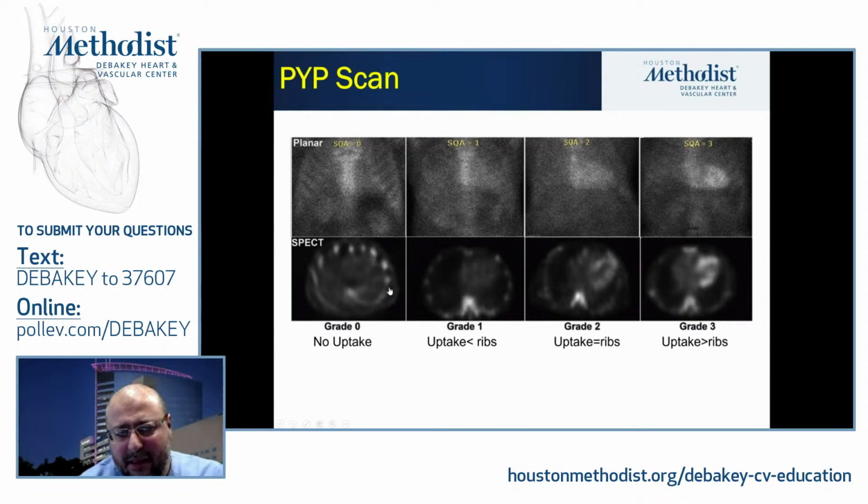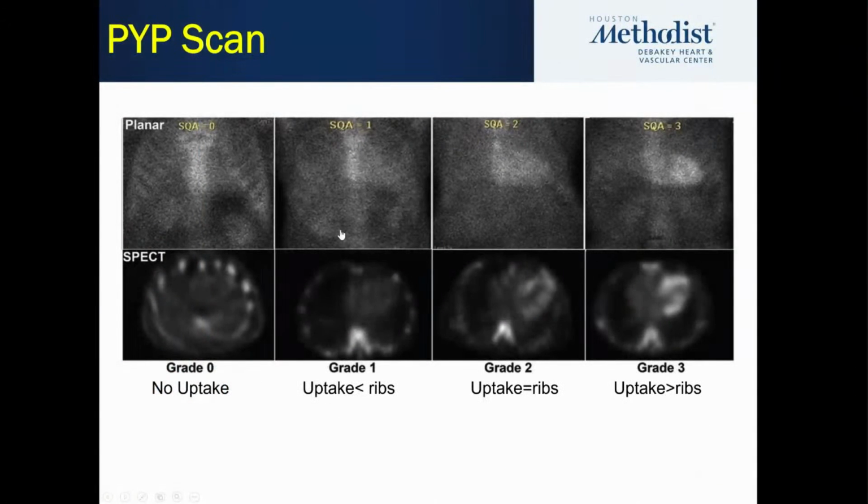So you can see this is a bone scan agent. So you see the ribs lighting up. And we try to come up with a grading for them, the Perugini grading, which is looking at the heart and comparing it to the ribs. So if there is no uptake, like in this patient, we call it grade 0. If there is uptake, but it is less than the ribs, we call it grade 1. Grade 2 if there is uptake which is equal to the ribs, and grade 3 if there is uptake which is more than the ribs.